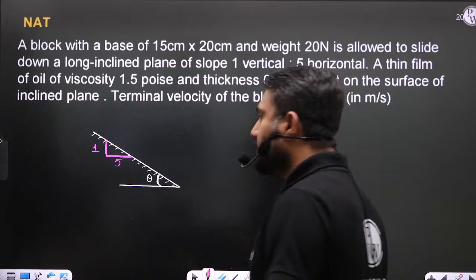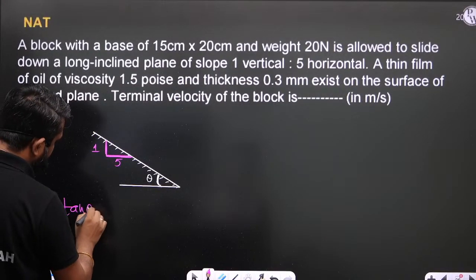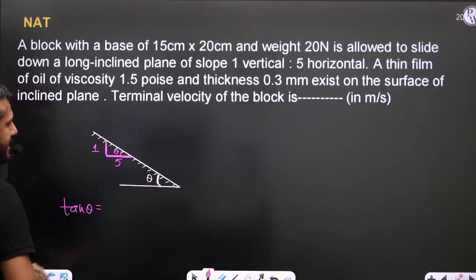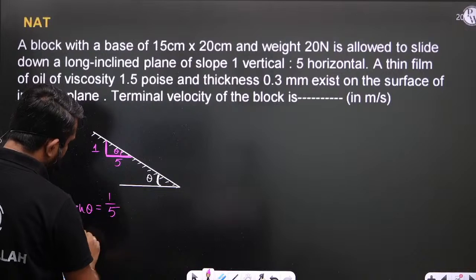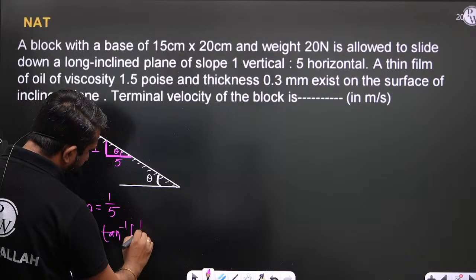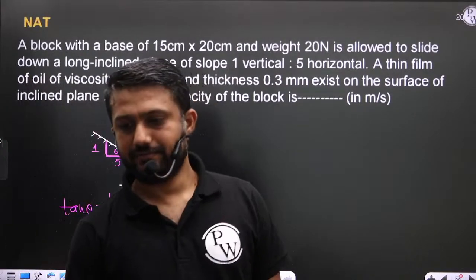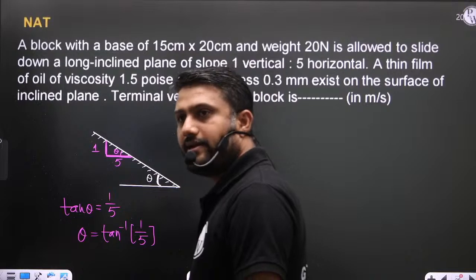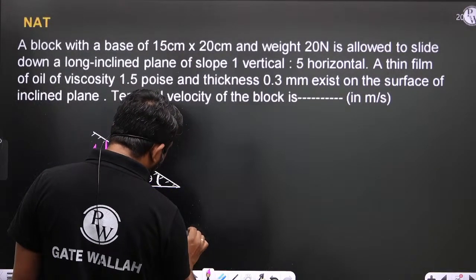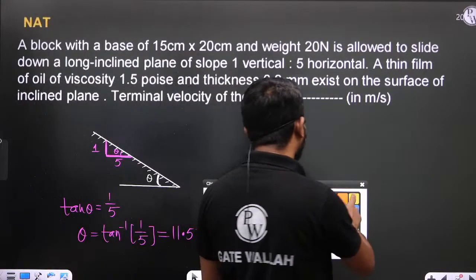So tell me, what is theta? This theta is equal to this theta, so tan theta is equal to 1 by 5. So theta is tan inverse 1 by 5, which is 11.53 degree. Everyone getting the same? Fine.